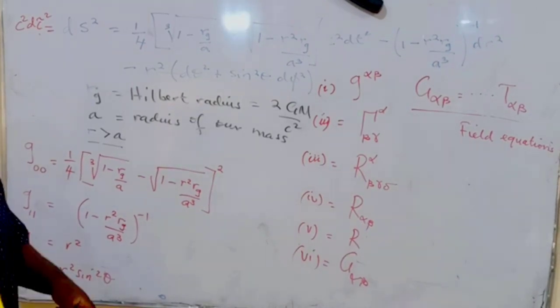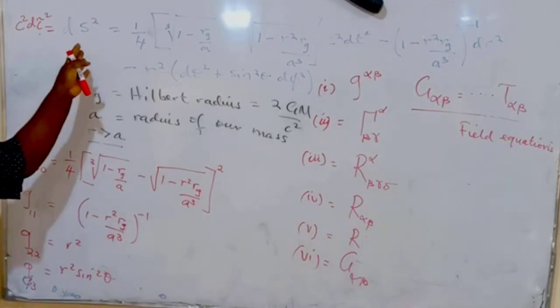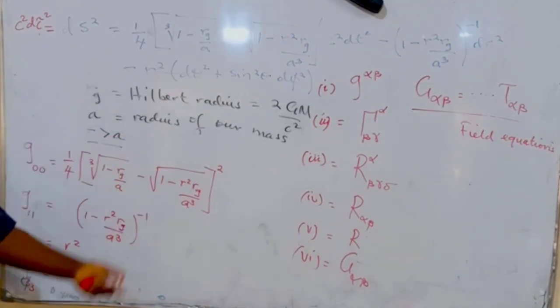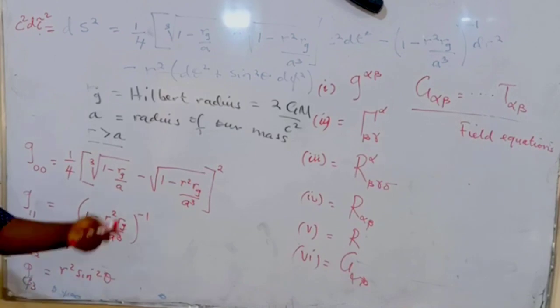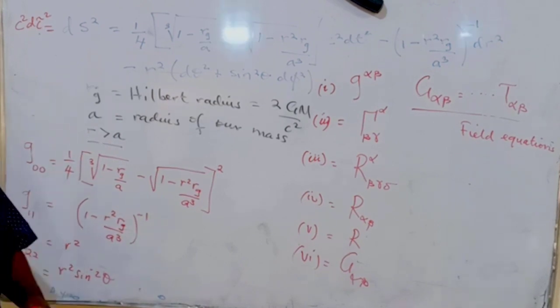But remember, this time around, light moves along a null geodesic. Light moves along a null geodesic. So you follow a different path altogether.